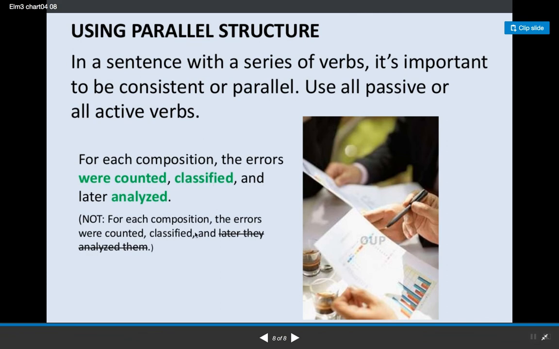Okay, for each composition, the errors were counted, classified, and later they analyzed them. That doesn't work because this structure doesn't go with this structure. If you start out in the passive, you want to stay in the passive for the whole sentence.